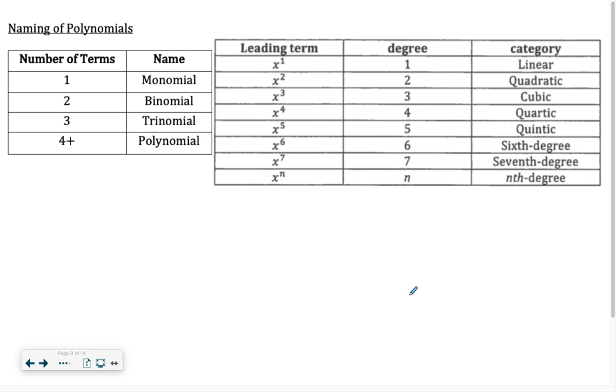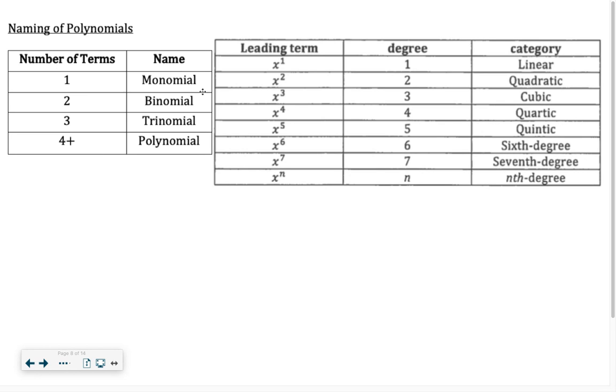Just a little bit more vocab. Depending on the number of terms in a polynomial, we have a few different names. If we just have one term in our polynomial, we call that a monomial. If we have 2 terms, we call that a binomial. 3 terms, we call that a trinomial. And then anything after that, 4 or more terms, we just call it a polynomial.